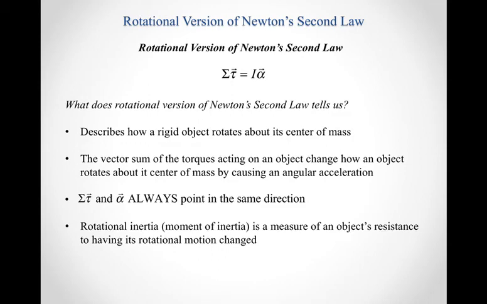The reason the net torque and the angular acceleration always point in the same direction is again because the rotational inertia is always a positive scalar. Well, that positive scalar is a measure of an object's resistance to having its rotational motion changed. So mass is a measure of how an object resists having its translational motion changed. The moment of inertia is a measure of an object's resistance to having its rotational motion changed.